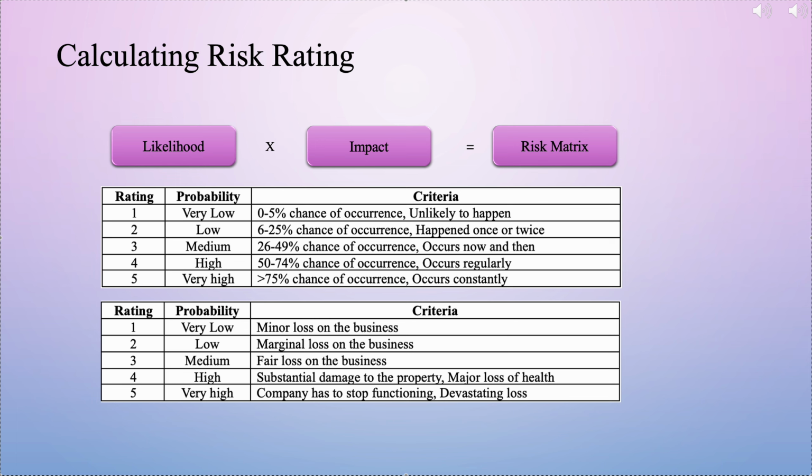Likelihood. This assesses the probability of a risk occurring. We rate it on a scale of 1 to 5. A 1, very low, signifies a 0 to 5% chance, meaning it's very unlikely to happen. A 5, very high, indicates a greater than 75% chance of occurring, meaning it occurs constantly. For example, seasonal under-occupancy might be rated a high likelihood due to predictable academic calendar breaks.